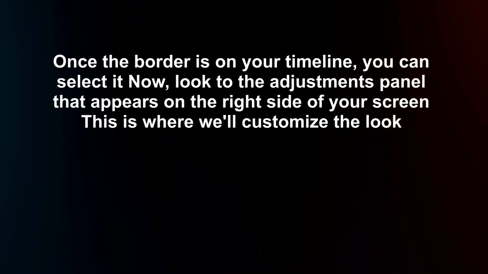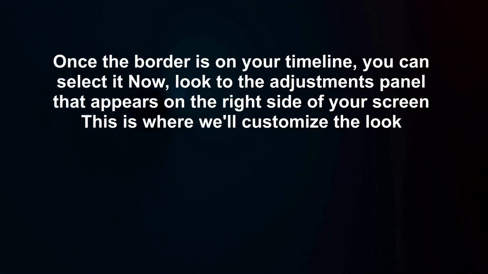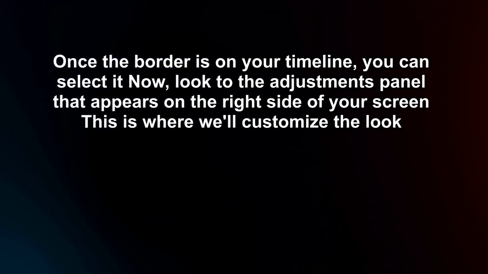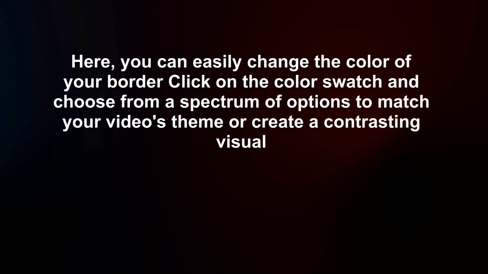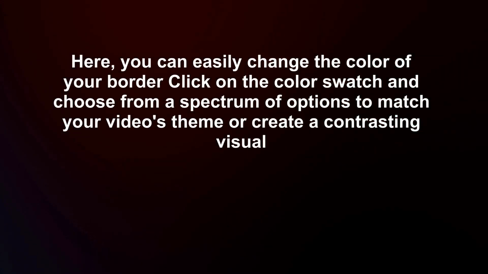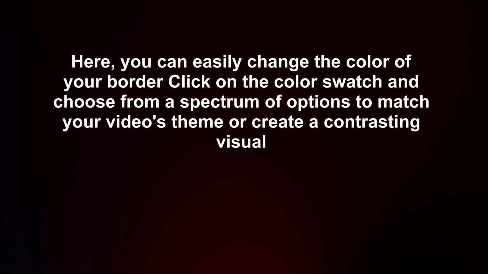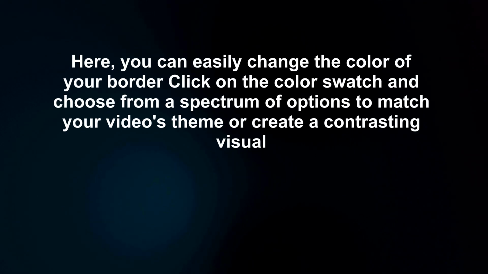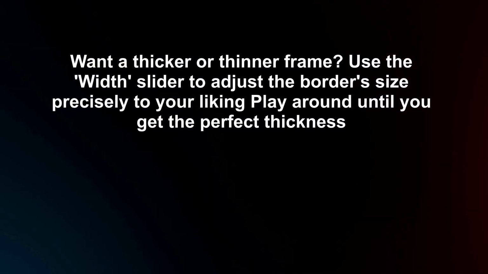Once the border is on your timeline, you can select it. Now, look to the Adjustments panel that appears on the right side of your screen. This is where we'll customize the look. Here, you can easily change the color of your border. Click on the color swatch and choose from a spectrum of options to match your video's theme or create a contrasting visual. Want a thicker or thinner frame?